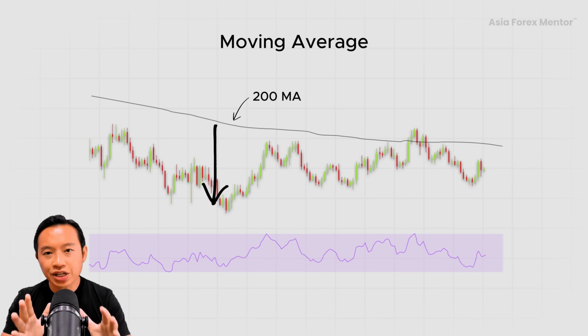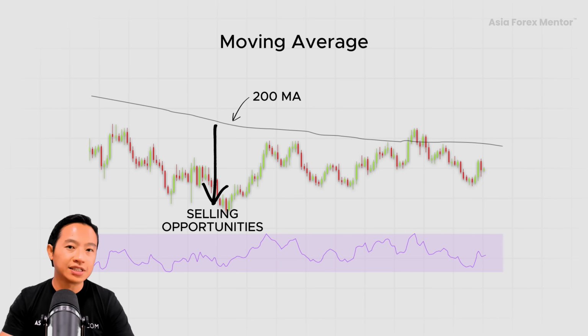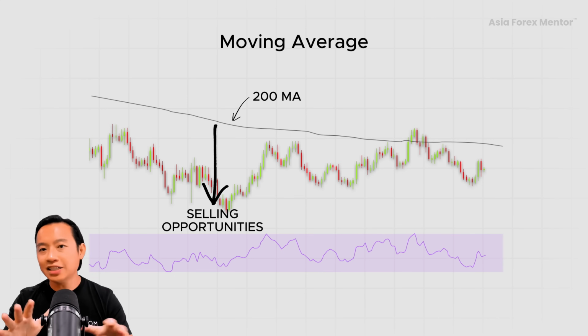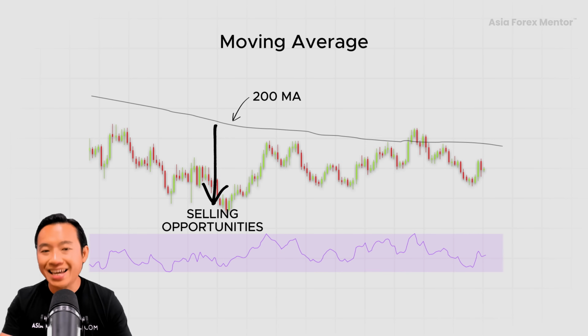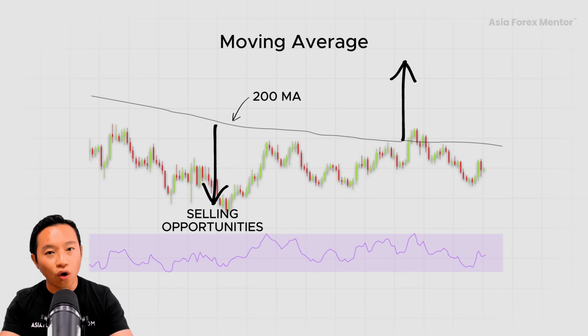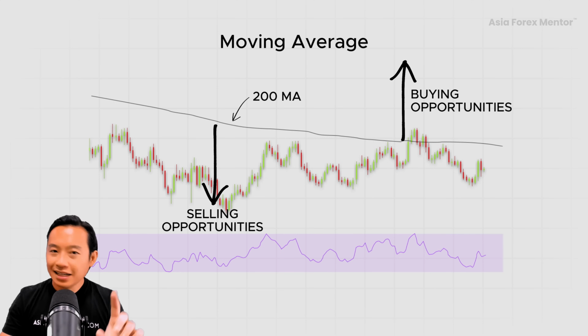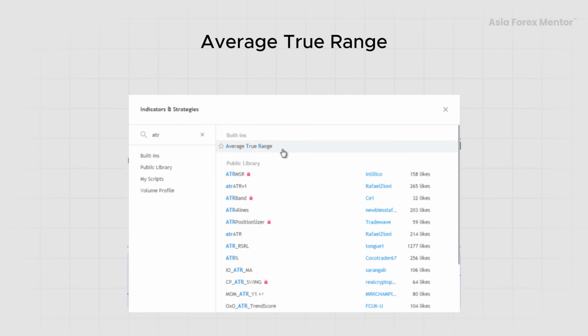So in such cases, you want to search for selling opportunities, like the one shown here. Generally speaking, if price stays below the 200 moving average, it indicates potential selling opportunities. On the other hand, if price consistently stays above the 200 moving average, you will want to look for buying opportunities.